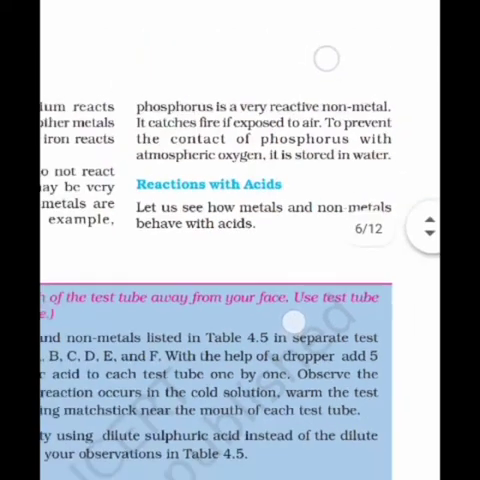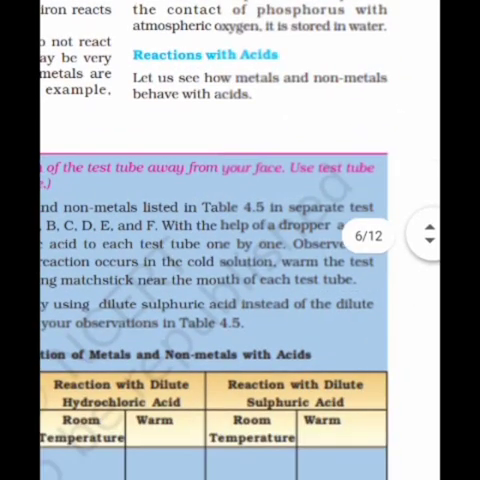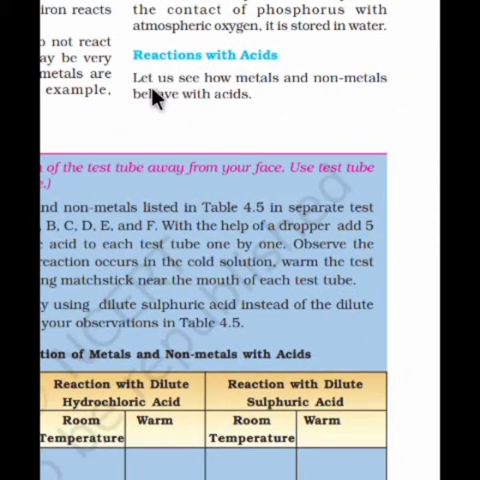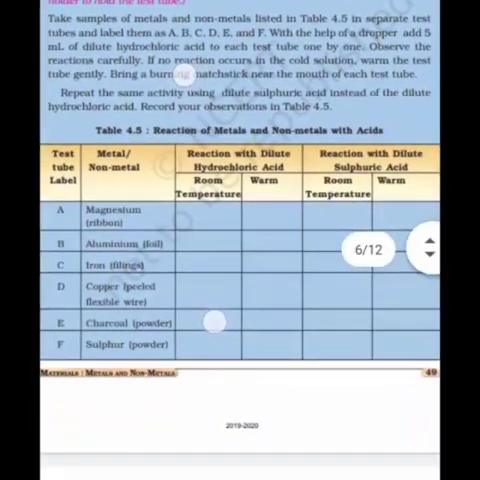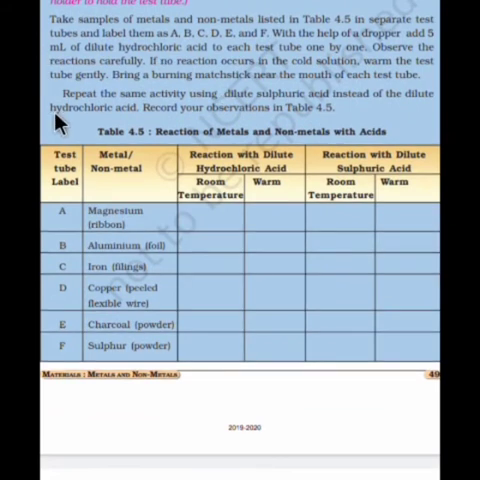What will happen if acid reacts with metals and non-metals? Let's see how metals and non-metals behave with the acid. For this, we have to perform one activity, as you can see here. Here the whole activity is explained. First, you have to take the test tubes A, B, C, D, E, F. We have to use 6 test tubes. Whatever metal or non-metal we are taking is written here.